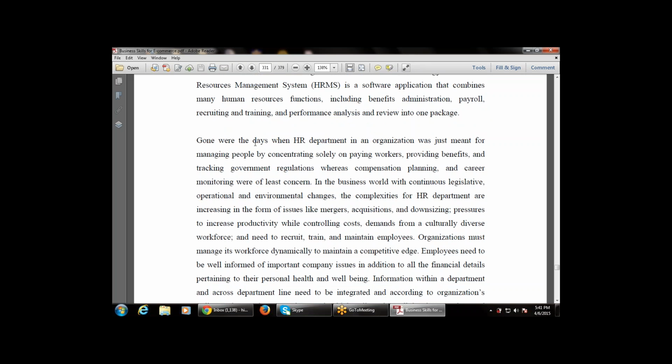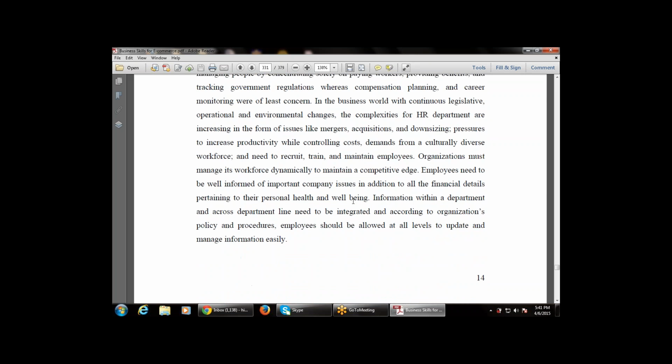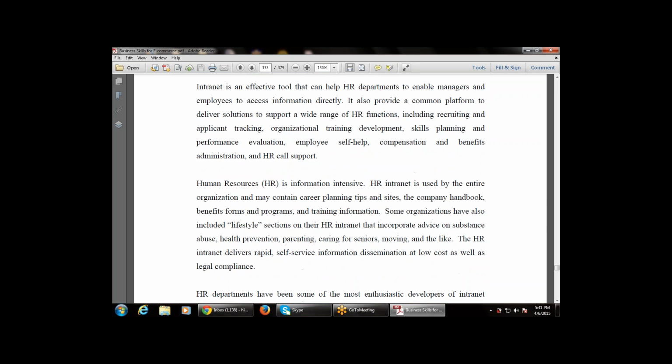Gone are the days when the HR department in an organization was just meant for managing people, paying the workers, and providing benefits. Nowadays everything goes through the HR department, with issues like mergers, acquisitions, downsizing, and supervisor relationships. So it's better to use HR management with IT. Human resources is information intensive.